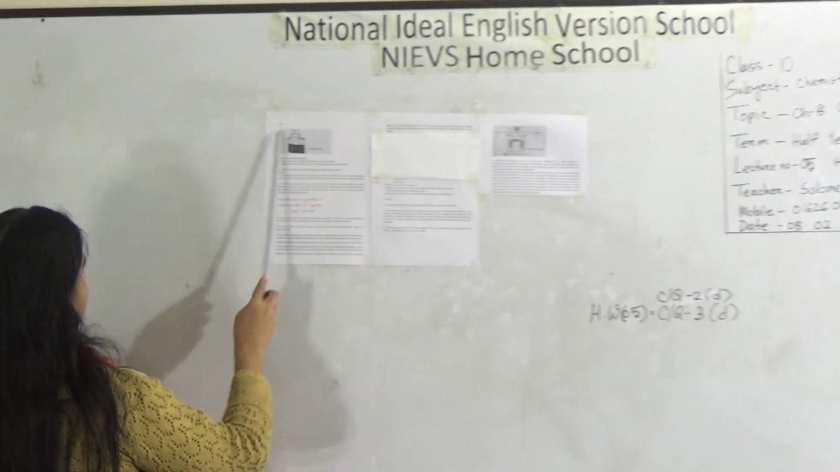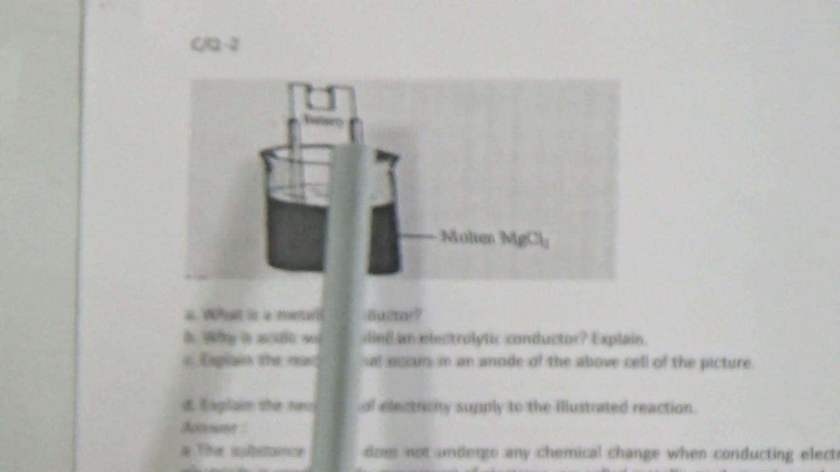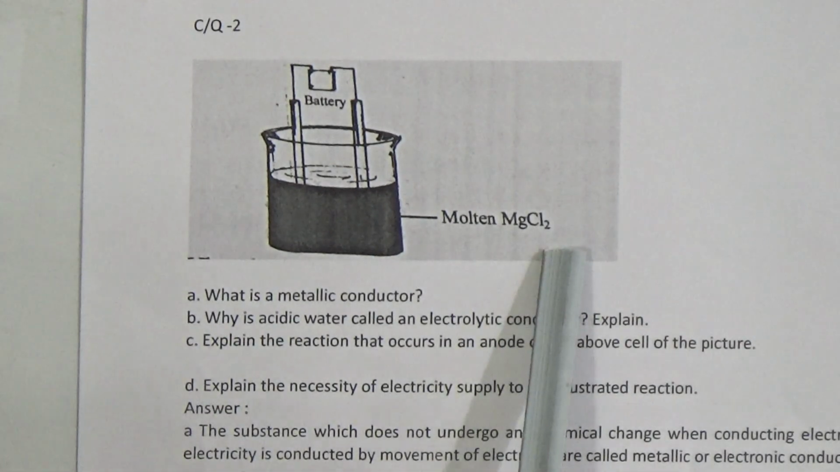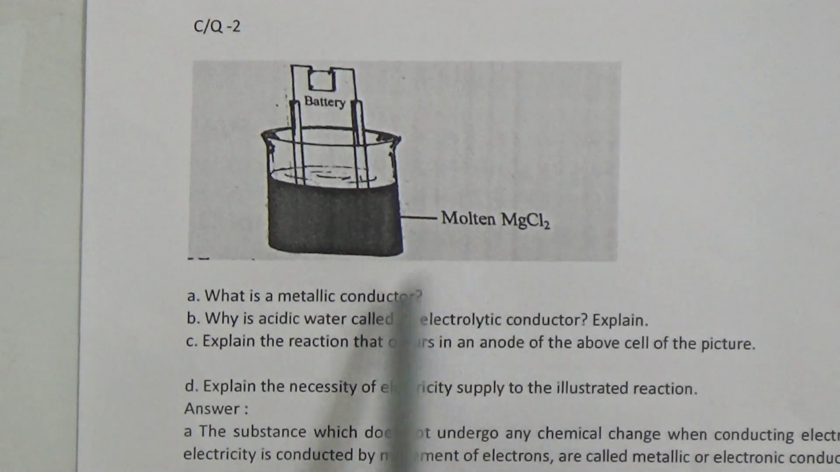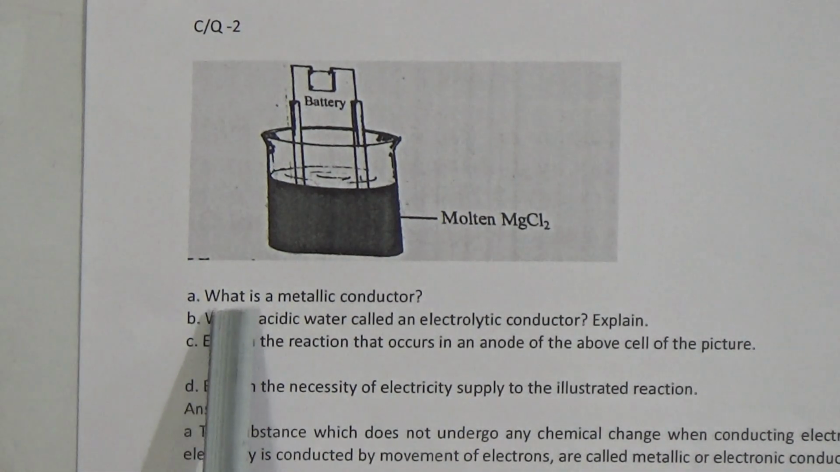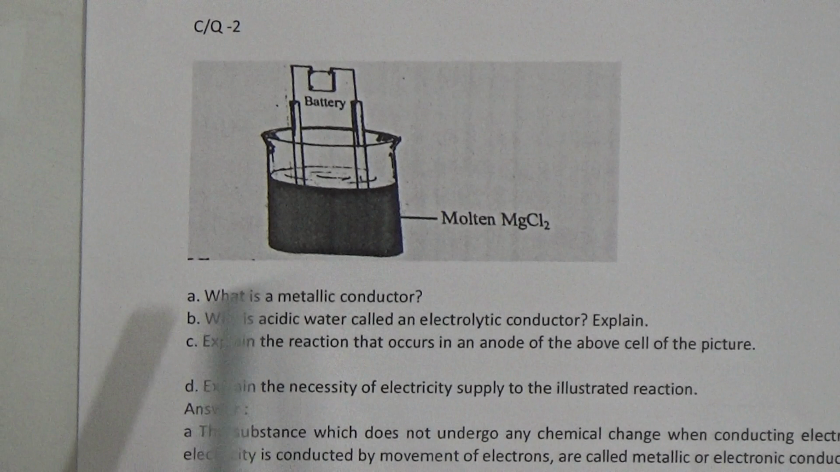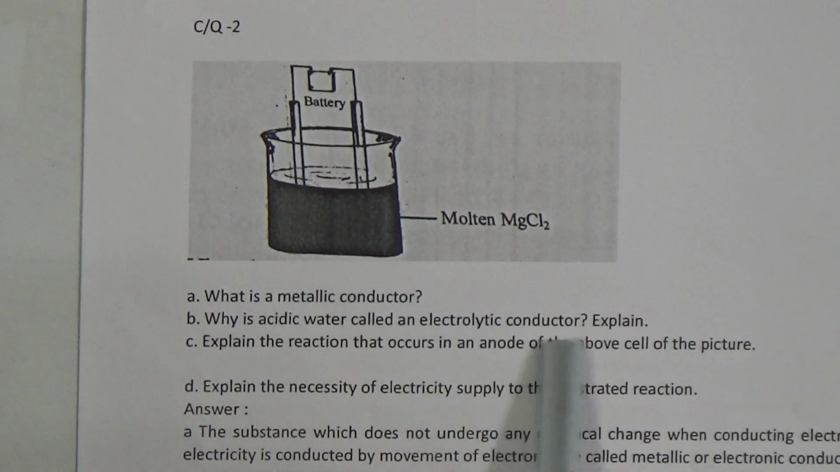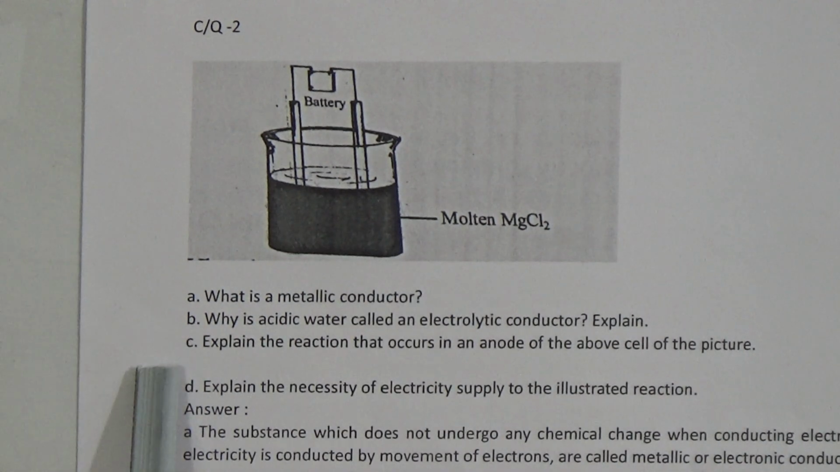Dear students, this is Q-2 of your book's exercise. This is an electrolytic cell where a battery is used and molten magnesium chloride is used. Here the first question is, what is a metallic conductor? The second question is, why is acidic water called an electrolytic conductor? Explain.